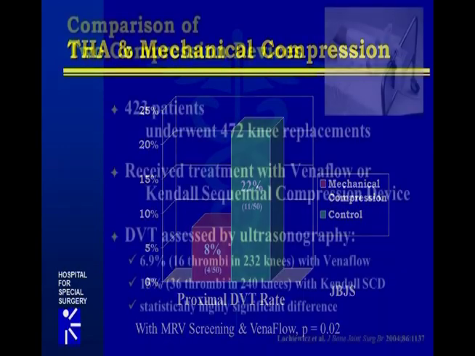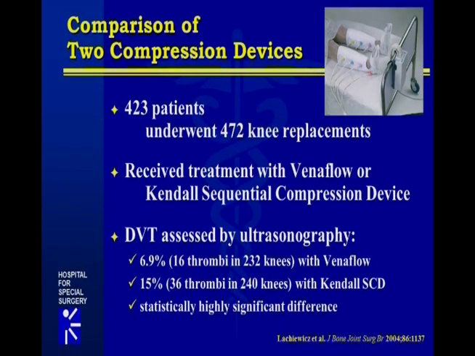Another nice study was published by Paul Lekevich in the Journal of Bone and Joint Surgery in 2004. This was a comparative study looking at two different mechanical compression devices to see if there were differences in the different kinds of mechanical compression technology. A high-flow device, such as the VenaFlow, with a standard sequential compression device, the Kendall device. He had 423 patients and 472 knee replacements. In a head-to-head comparison, he looked at the DVT rates by ultrasound and found 6.9% incidence of thrombosis with the VenaFlow, but a 15% incidence of deep venous thrombosis with the Kendall device.